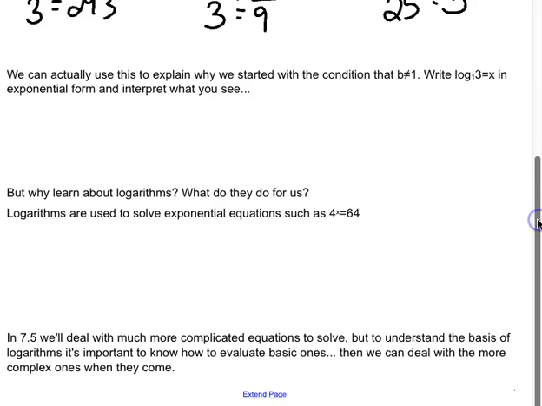Now we can even talk about one of those conditions. When I started this formula, we talked about how b can't equal 1. Now let's think about why. Let's write this in exponential form. So 1 to the x equals 3. If we're thinking about the solution to that, what x could make that true?